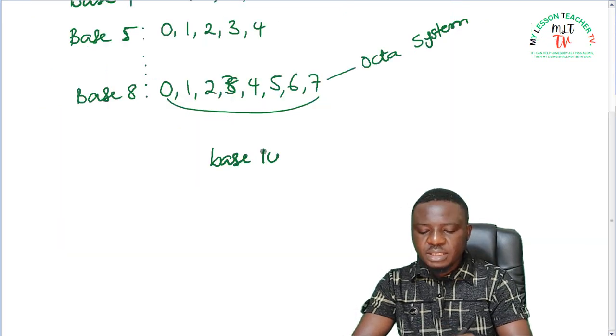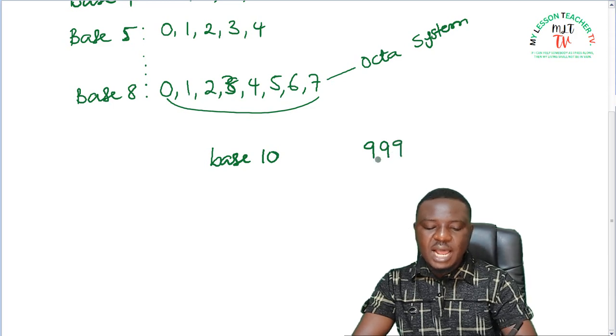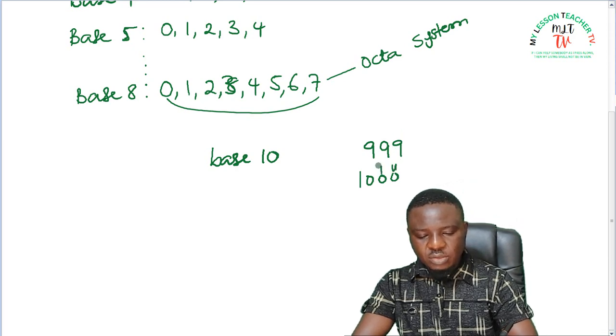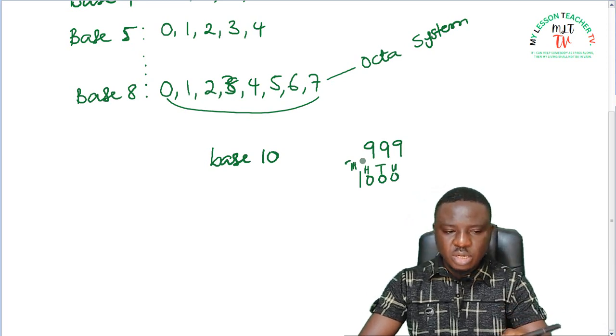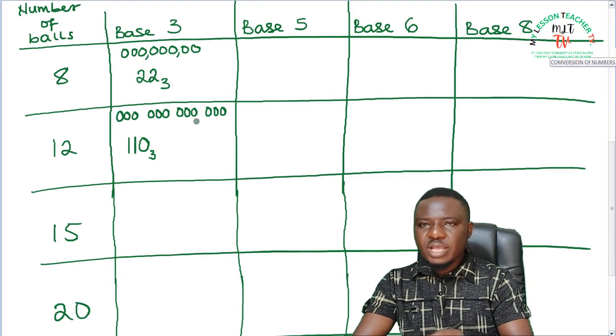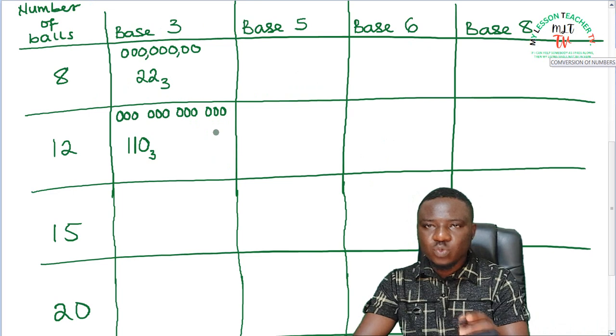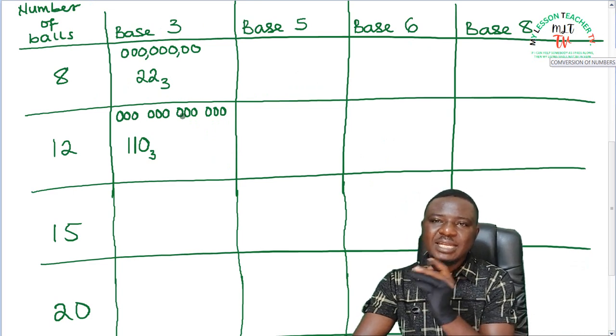Remember, in the base 10 system, when you have 999 and 1 is added to it, you have 1,000, of which the place value of this 0 is units, that of this 0 is tens, hundreds, and then thousands. Same thing we have with base 3. In base 3, the first place value is 3 raised to the power of 0, which is 1. The next is 3 raised to the power of 1, 3 raised to the power of 2, and 3 raised to the power of 3 in that order.